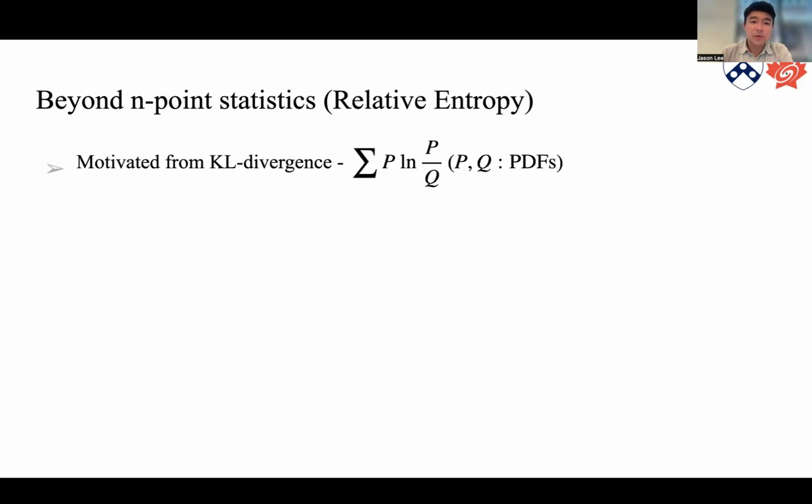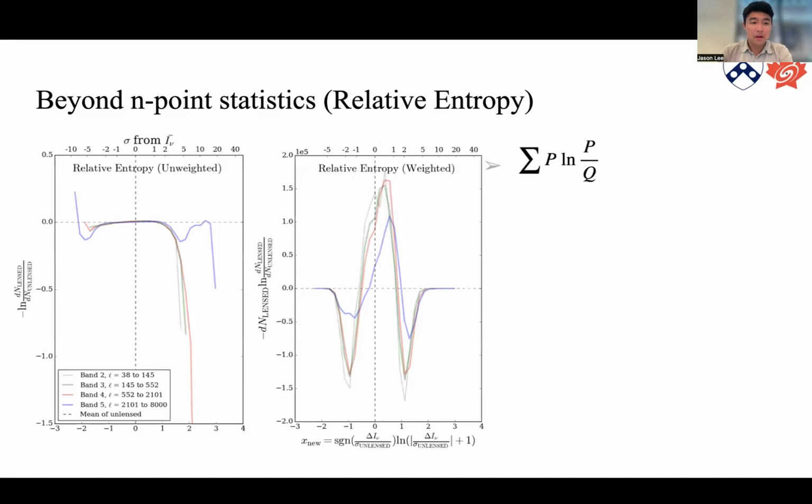What we decided to do was to use a quantity called relative entropy, which is motivated from the Kullback-Leibler, or KL, divergence. I'm sure a lot of you working on machine learning are familiar with this quantity. It's a way to compare two distributions, P and Q, and it's given as the sum of P log P over Q, where P and Q are probability distribution functions.